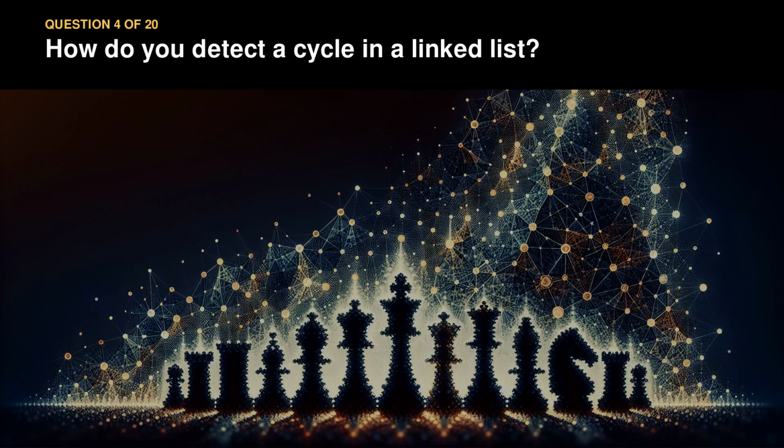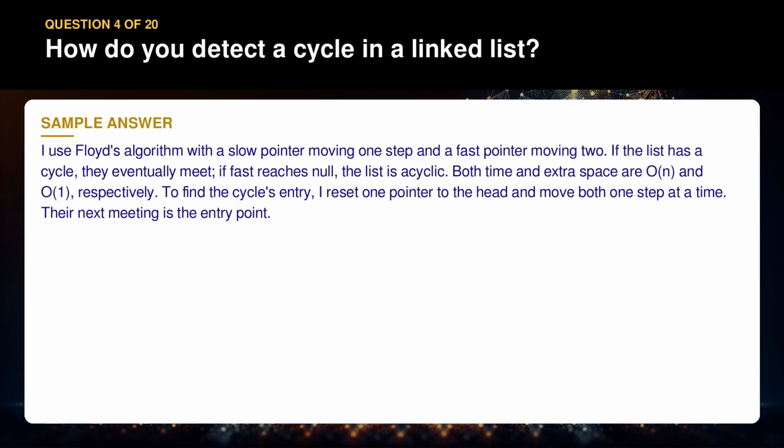Question 4. How do you detect a cycle in a linked list? I use Floyd's algorithm with a slow pointer moving 1 step and a fast pointer moving 2. If the list has a cycle, they eventually meet. If fast reaches null, the list is acyclic. Time is O(n) and extra space is O(1). To find the cycle's entry, I reset one pointer to the head and move both 1 step at a time. Their next meeting is the entry point.